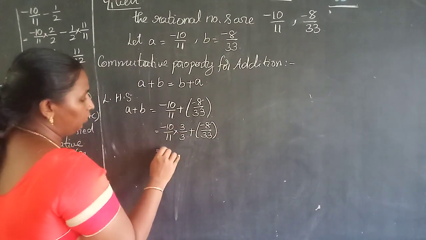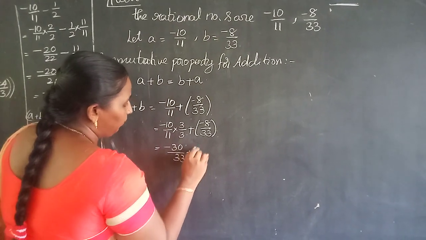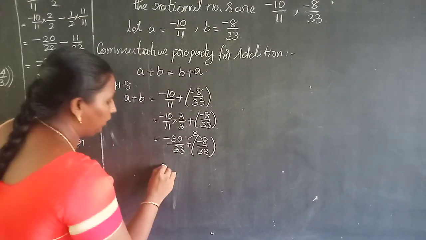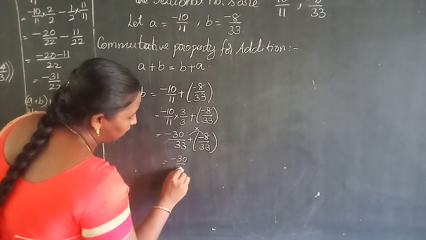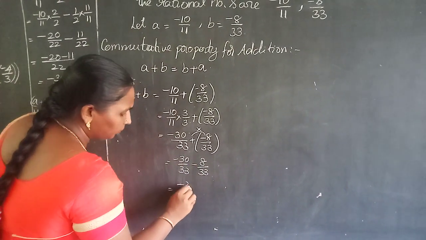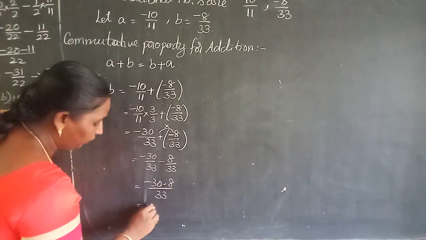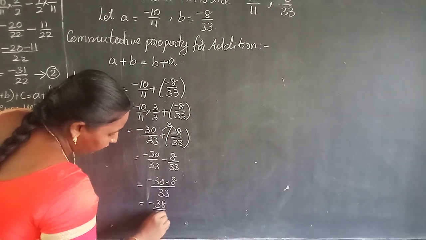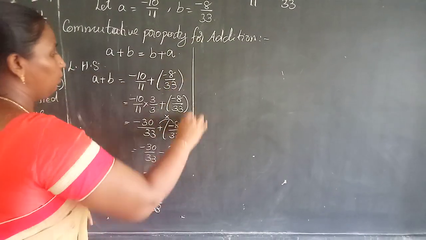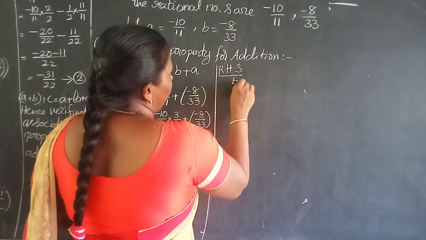So minus 10 into 3, minus 30. 3 tens are 30. Divide by 33 plus minus 8 by 33. So plus into minus you get minus. So minus 30 by 33 minus 8 by 33. So minus 30 minus 8 divided by 33. So minus 30 minus 8, what will you get? Minus 38 by 33. So LHS side we got minus 38 by 33. Next we move on to the RHS part. So RHS here B plus A.